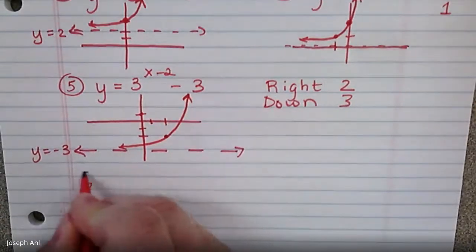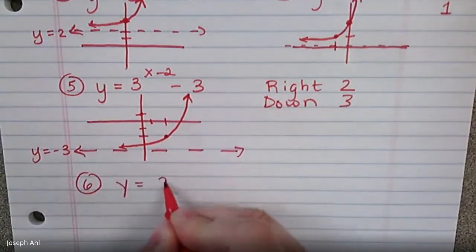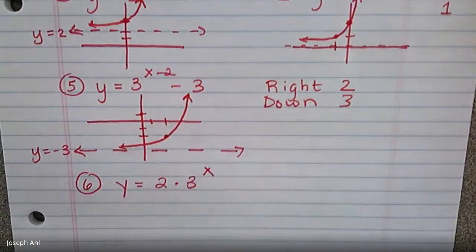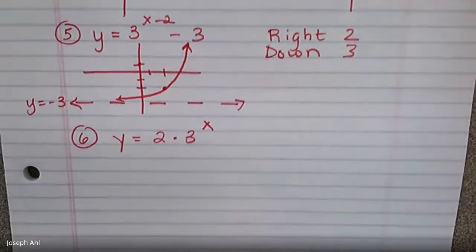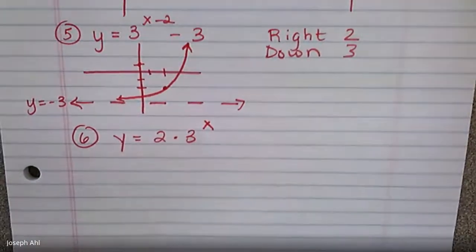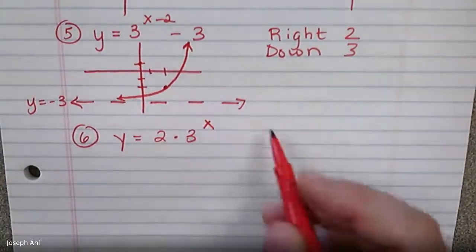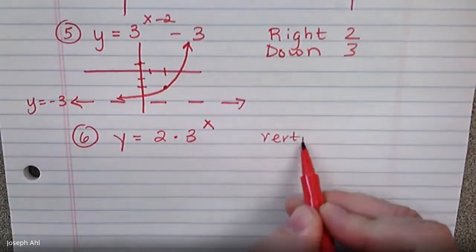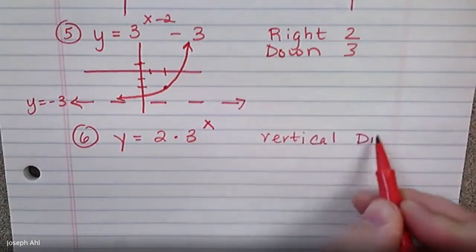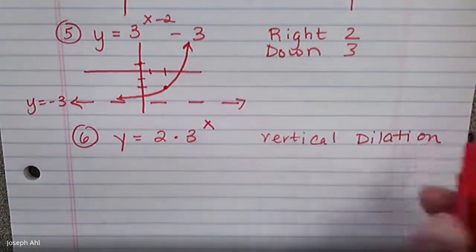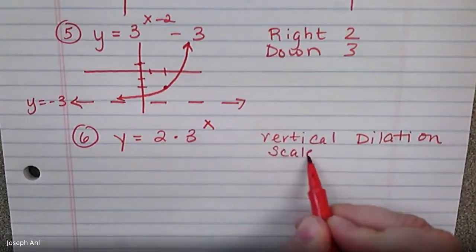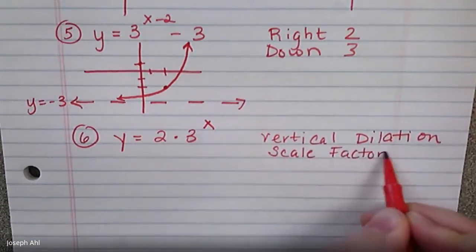What if I did something like that? y equals 2 times 3 to the x. Well, 2 times 3 to the x, when we multiply by a scale factor like that, I hope what's jumping out in your mind is that we have a vertical dilation here. And that vertical dilation has a scale factor equal to 2.